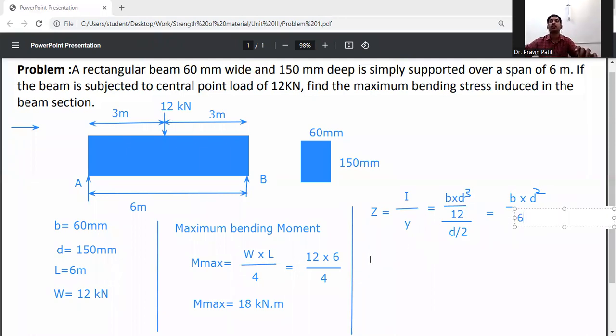It will be Z is equal to B, how much? 60, into 150 square, divided by 6.